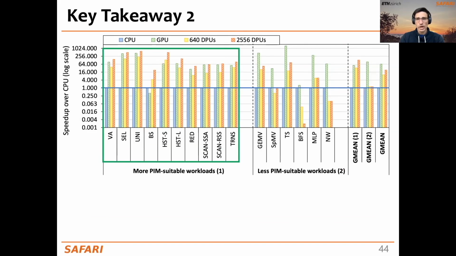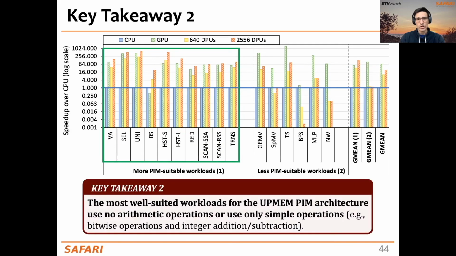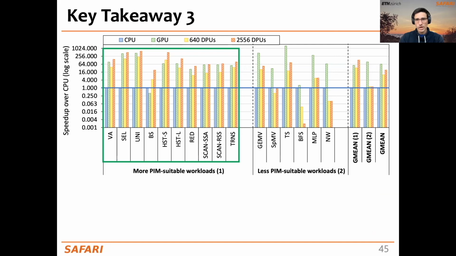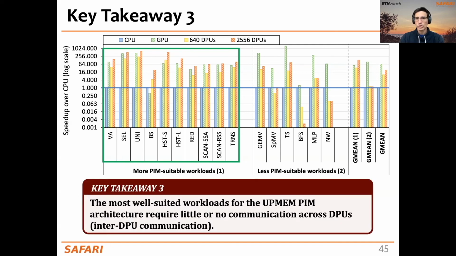The second key takeaway, as we have discussed in this lecture, is that the most well-suited workloads for the UPMEM PIM architecture use no arithmetic operations or use only simple operations, such as bitwise operations or integer addition and subtraction. And they essentially avoid complex operations that are emulated, like integer multiplication and division and floating point operations. The third key takeaway is that the most well-suited workloads for the UPMEM PIM architecture require little or no communication across DPUs, so no inter-DPU communication.